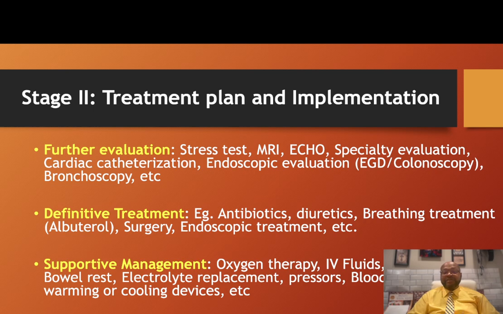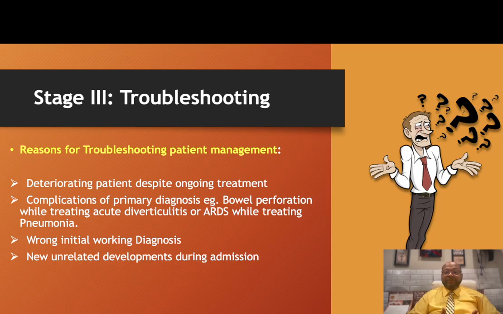For your definitive treatment, it might be antibiotics for infections, diuretics for heart failure treatment, breathing treatment for asthma or COPD exacerbations, etc. And of course, your supportive management, if they need oxygen or IV fluids or antiemetics or electrolyte replacements or blood transfusions or pressors, you want to make sure you don't forget the supportive management. That moves you to stage 3.